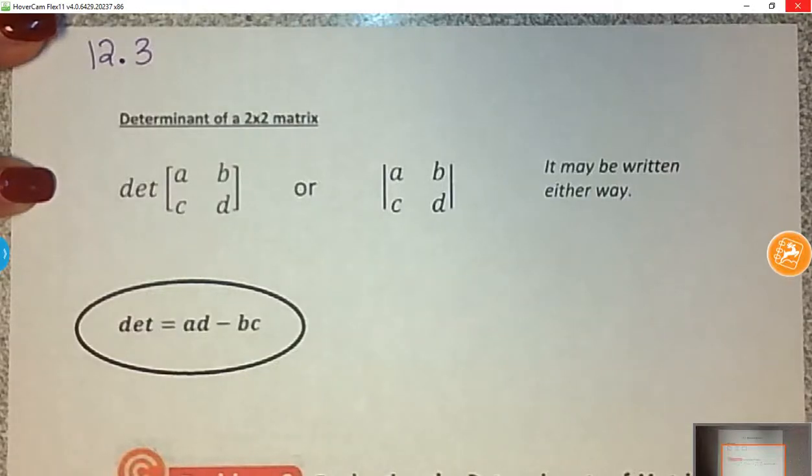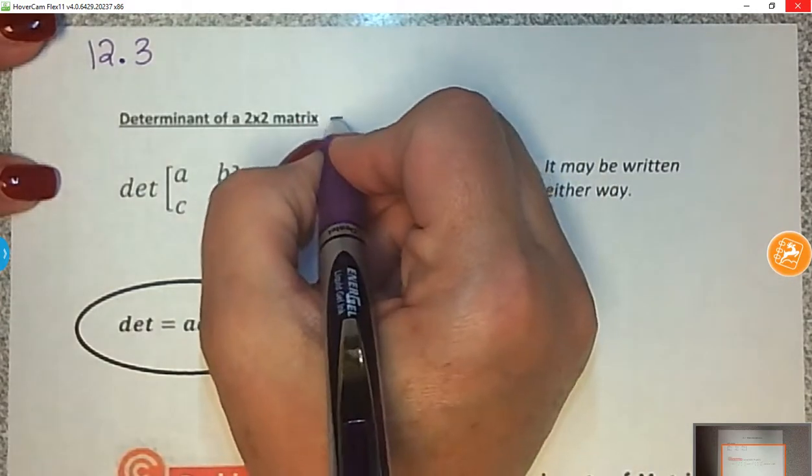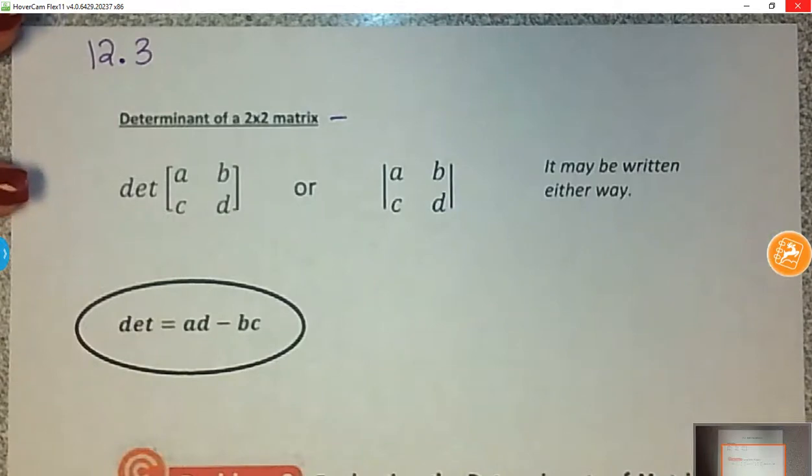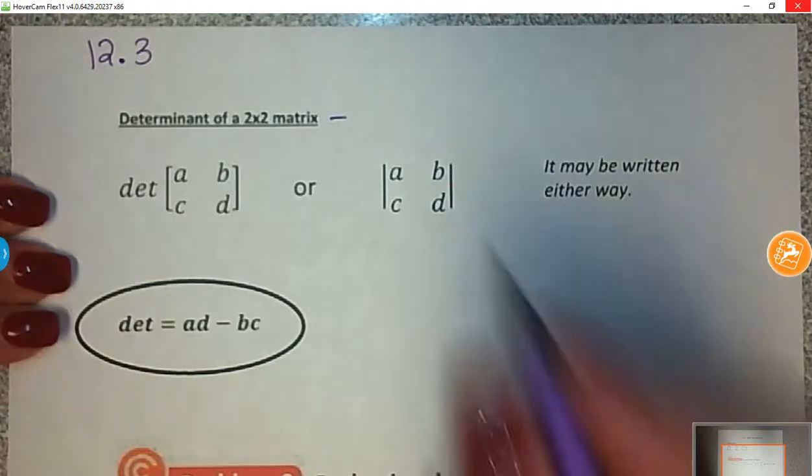All right, so for 12.3, the only parts we're actually going to be able to get to today are the determinant of a 2 by 2 matrix and the inverse of a 2 by 2 matrix. So first, we need to start off with a definition of determinant.